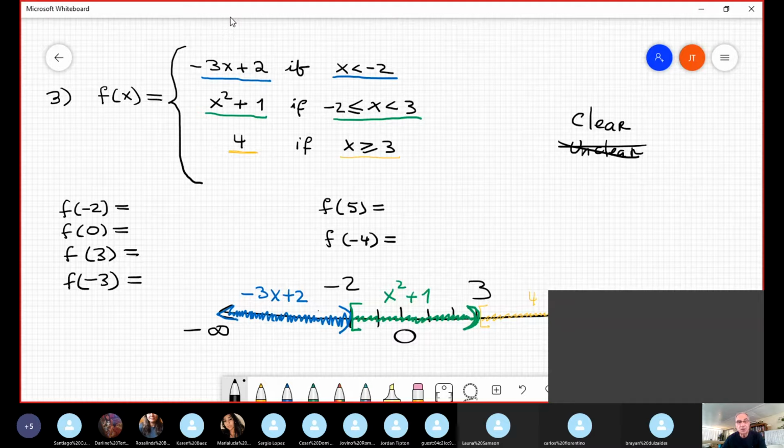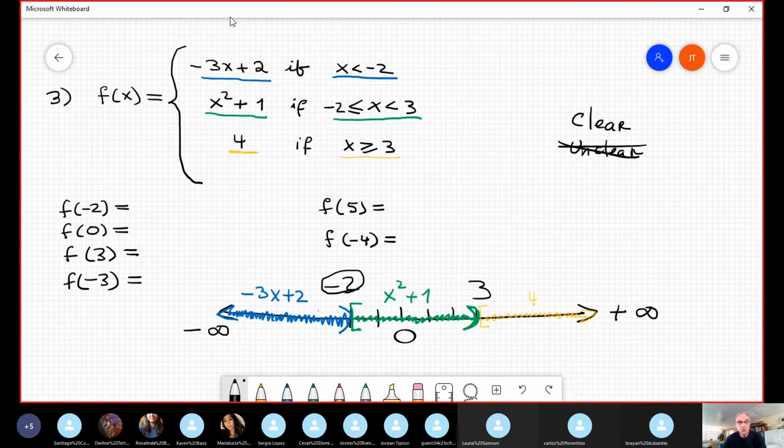Now, for negative 2, I suppose negative 2 is here. But negative 2 is confusing because negative 2 is the transition point between the blue part and the green part. But it's obvious that it's the green part because of the bracket. So we're using this expression. We select the green expression, x squared plus 1, but you evaluate in negative 2. One notation, personally, I like a little bit: you put this symbol, it's like a such that, and you evaluate at negative 2.